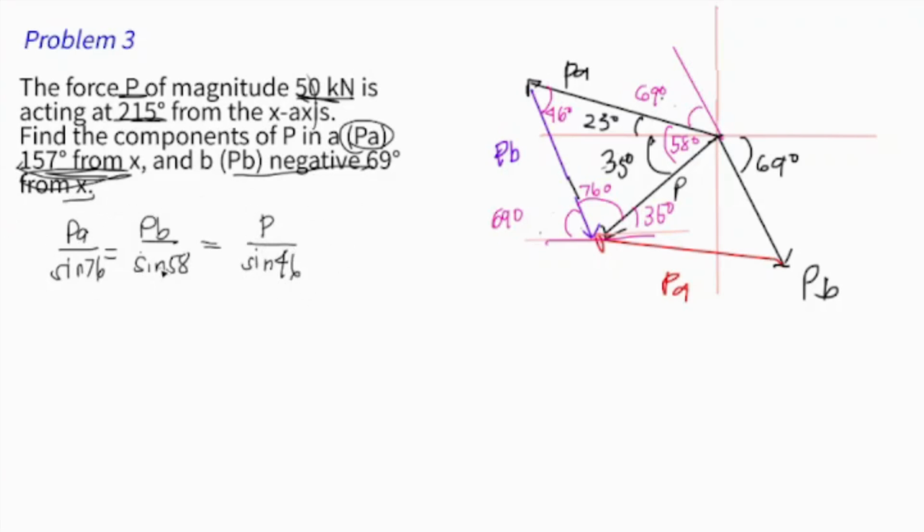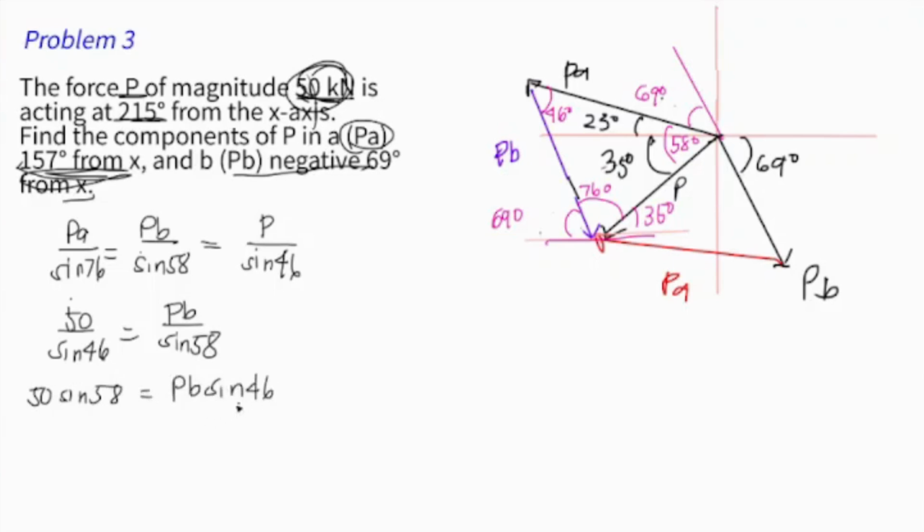So, next natin is equate na muna natin yung P and PB. P over sine 46 is equal to PB over sine 58. And itong P, palitan natin ng magnitude na 50 kN kasi given yan sa problem. So, this will be 50. I-solve natin siya sa calculator. I-cross multiply. So, magiging 50 sine 58 is equal to PB sine 46. Divide natin both sides by sine 46. Makakancel siya dito and malilipat siya dito. Pwede na natin makuha yung magnitude ng PB. Input natin siya sa calculator.